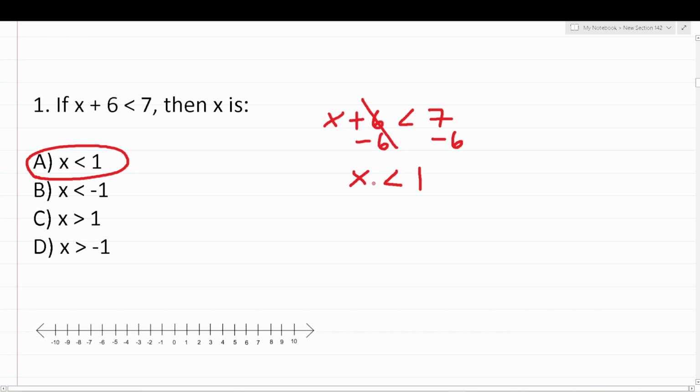And of course, let's go ahead and plot this solution on a number line. Since we have a less than symbol, we know we're going to be using an open circle. More specifically, we're going to go to 1, which is right here. We're going to put our open circle down. And this says x is all the values that are less than 1. Well, which values are less than 1? That's 0, -1, -2, -3, and so on. So we're going to draw our arrow that way. Again, that's all there is to it. If you can solve equations, you can solve inequalities.